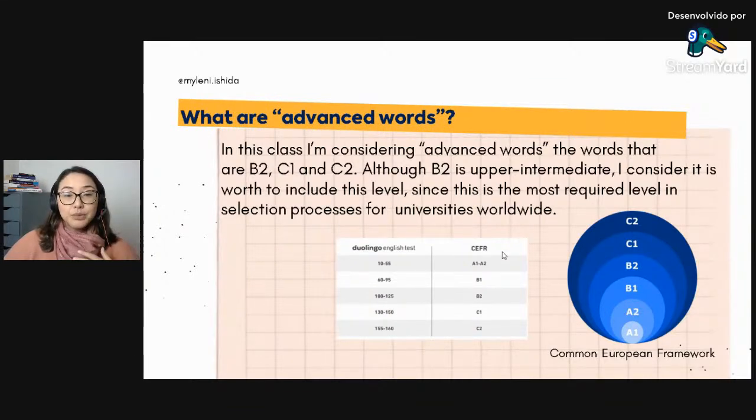But I decided to put this B2 inside this class because B2 is usually the level that universities and immigration rules require you to have the score in your test. But this is only for the class. What I want you to know is that if you understand B2, C1, and C2 levels, you will be good. You will increase your vocabulary level in the tests, but also in life. I think the B2 words are important. That's why I included them here.